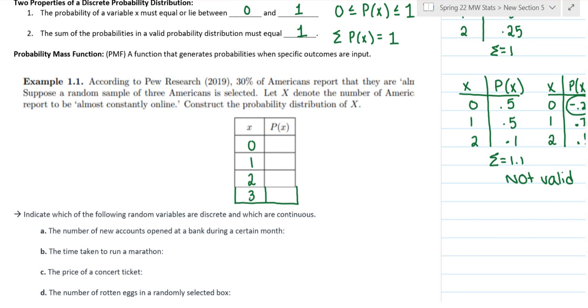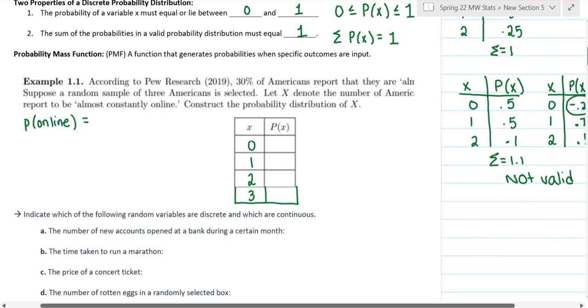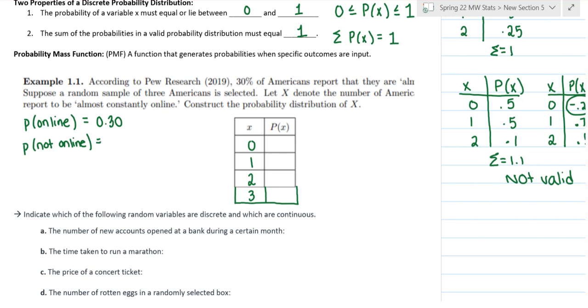For X, the number of Americans that report to be constantly online. Okay, you have the probability that someone is online is 30%, so 0.30. Okay, you have the probability that someone is not online. What percent is that? So if the probability is 30% that they are online, the probability that they're not online would be 70%. Because remember, the probabilities equal 1.